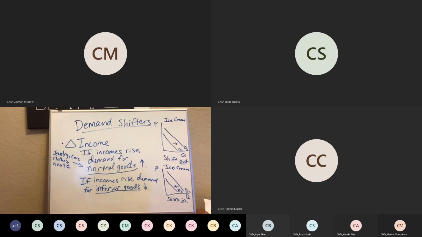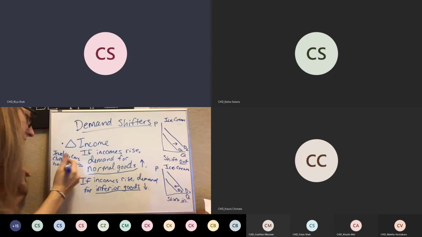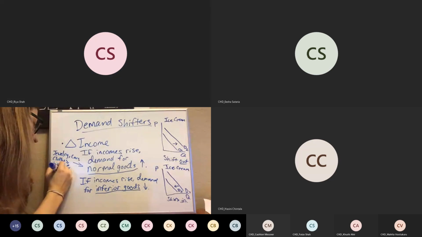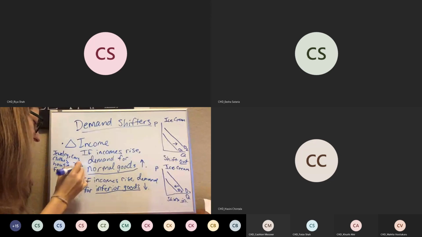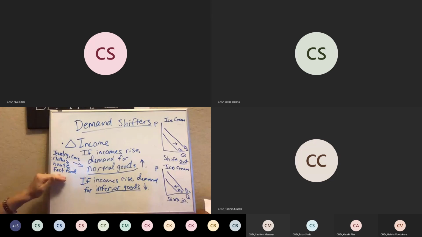Somebody who hasn't said something yet? Rhea? What's another normal good people buy more of when their incomes rise? Maybe like fast food. Okay, good. Yeah, totally. Definitely all food eaten out of the house would be a normal good. Fast food is less expensive than other kinds of food eaten out, but fast food is still more expensive than cooking at home, okay? So as people's incomes rise, they can eat outside of their house more, right? Whether it's at a restaurant or fast food, or a sit-down restaurant or something. Okay, good. So eating food out of the house is indeed something people do more of when their incomes rise.